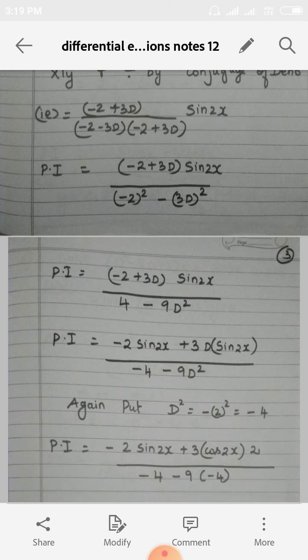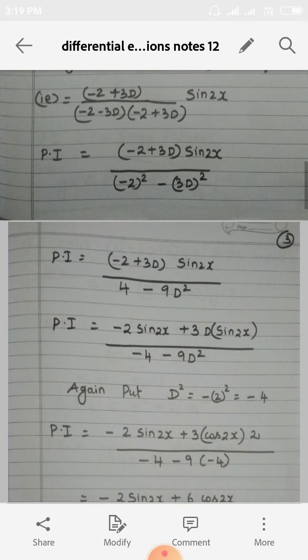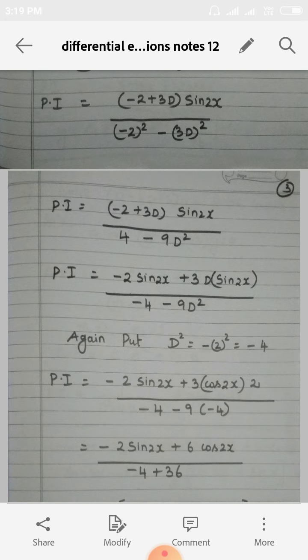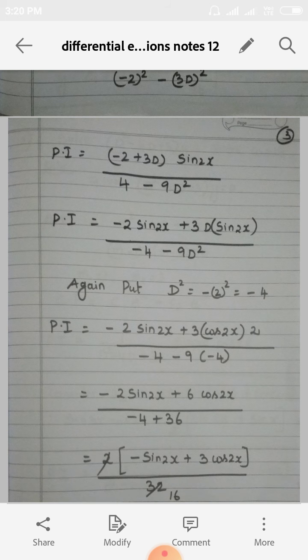So we get minus 2 plus 3d into sine 2x divided by minus 2 square. Minus 2 the whole square is 4 minus 3d the whole square, we get 9d square. Clear, girls? Okay, next step, just multiply the numerator. Minus 2 into sine 2x plus 3d into sine 2x divided by minus 4 minus 9 into d square. Again in the denominator, put d square is equal to minus into 2 square, that is minus 4.